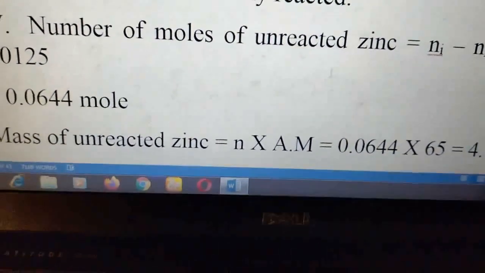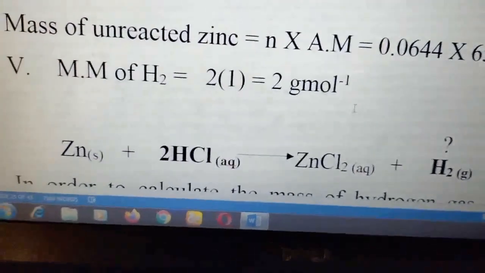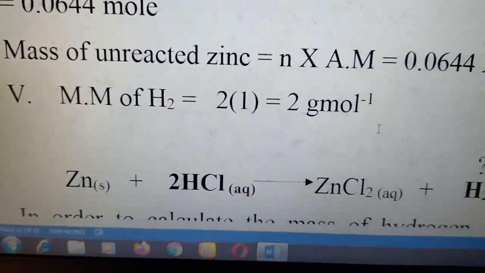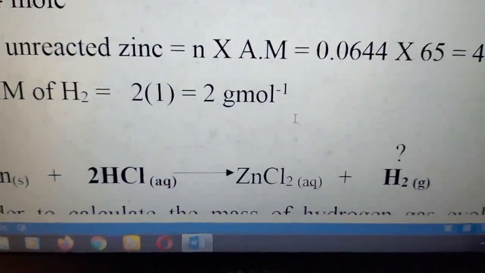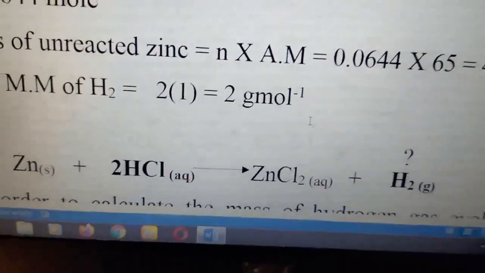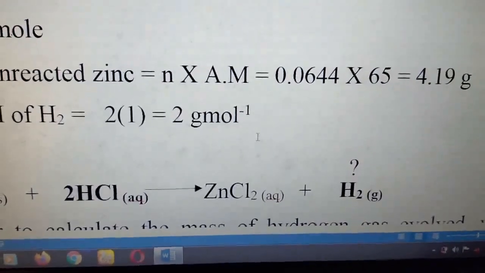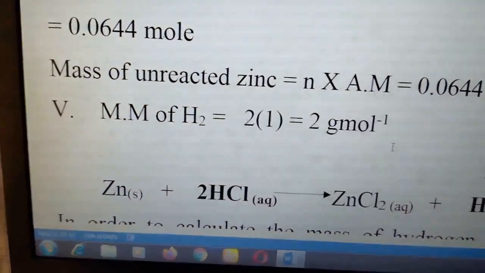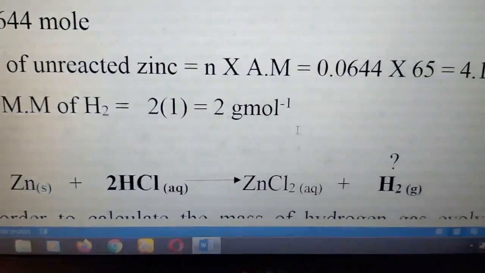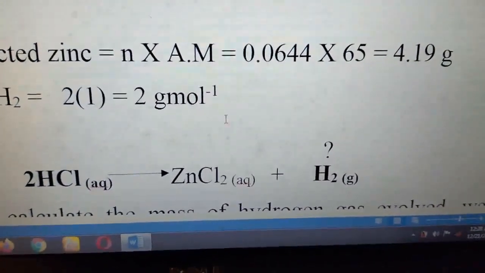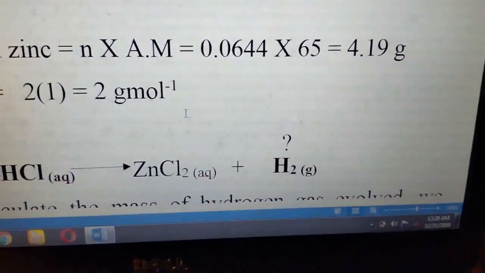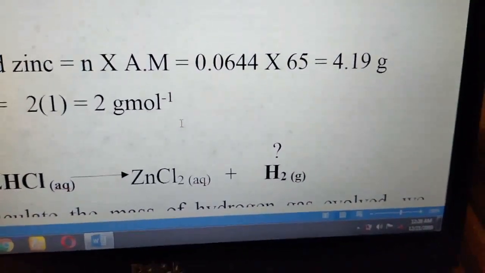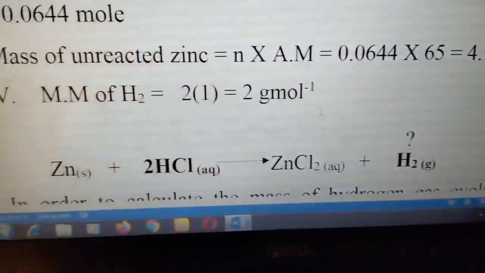So to find the mass of unreacted zinc, we convert that mole to mass. Zinc is a monatomic element, so mass is mole times atomic mass. So don't use the molecular mass or molar mass for zinc, because zinc is monatomic. It's not a compound or a molecule. So convert mole to mass: the mass unreacted of zinc atoms is 0.0644 times 65. We now have 4.19 grams of zinc unreacted.